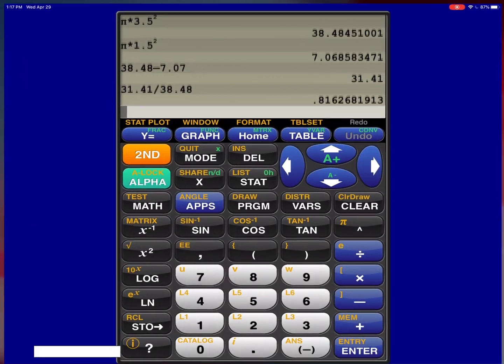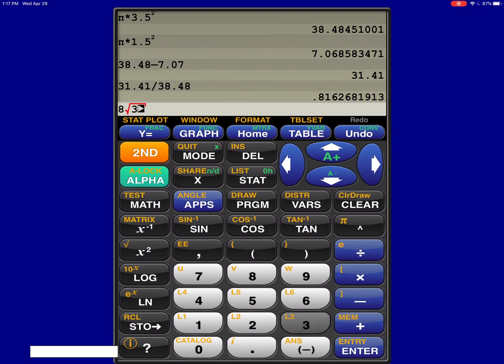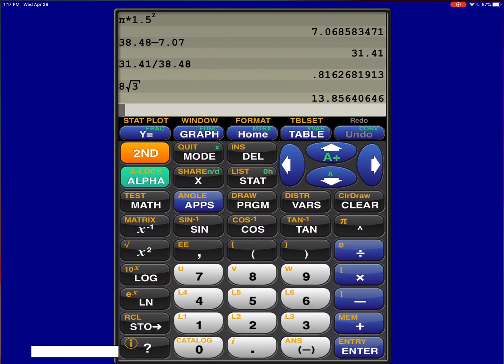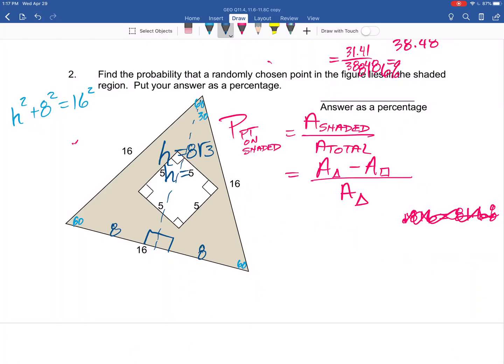Let's do that right here. 8 root 3. Nice. 13.86. Okay, I think I'm ready. Let's go back to red.